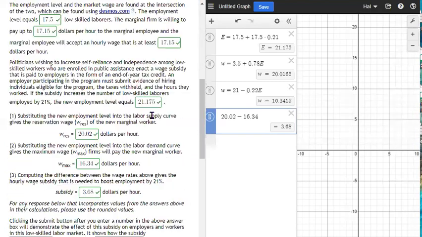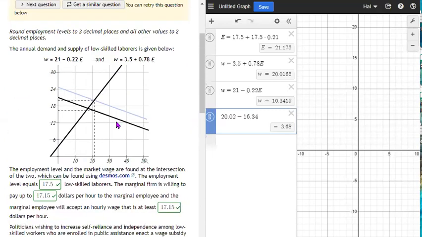And notice that the labor demand curve shifted out to the light blue line, right? It shifted out, right? Labor demand increased. So when you subsidize something, you get more of it, right? So labor demand was low, now labor demand's high, right? Labor demand increased as a result of the subsidy.